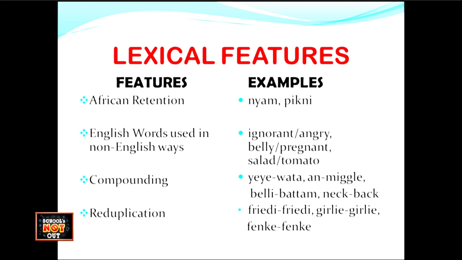Belly, that's another one, that part of our body. So in Standard English, we use belly meaning that section of our body. But quite often when we use it in Creole, it refers to somebody being pregnant. Salad, that's another one. So we go to the market and we want that big tomato. And you ask, how much you sell a salad for? That is the Creole meaning of it, because in Standard English, a salad is a dish made from different vegetables.